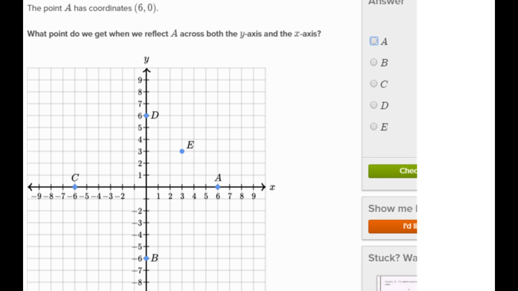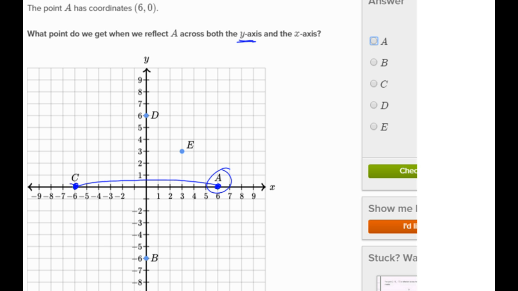The point A has the coordinates 6, 0. There we are. The point A. It says, what point do we get if we reflect A across the y-axis and the x-axis? Well, let's first of all reflect it across, like it says, the y-axis. So it's going to go over to here, across the y-axis. Then we need to go across the x-axis.